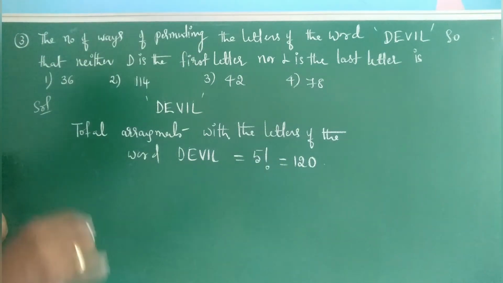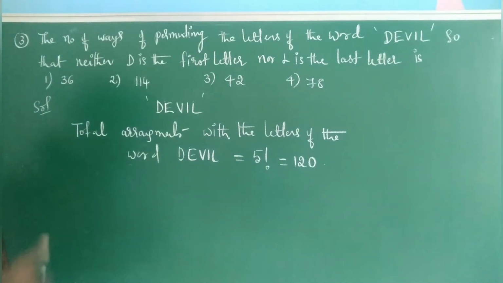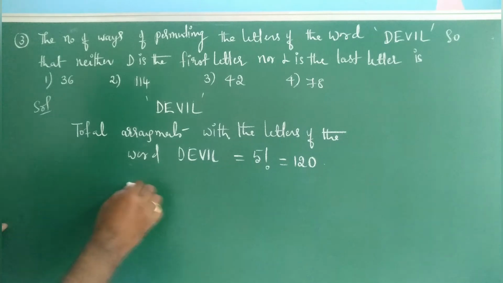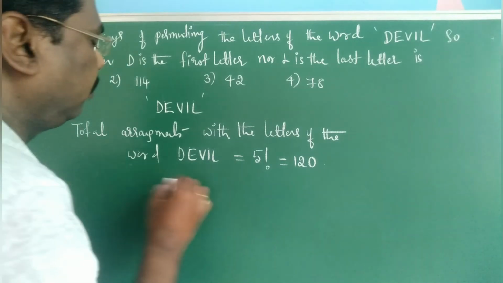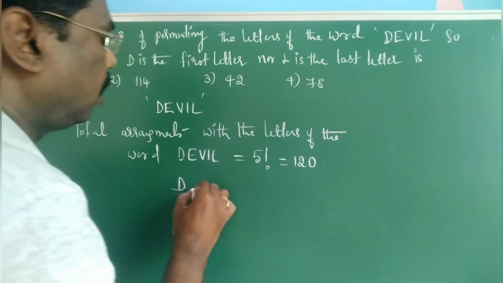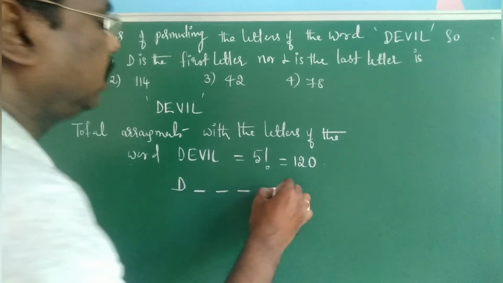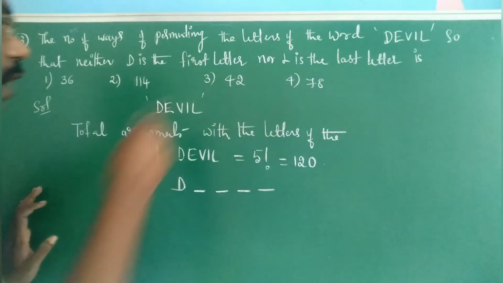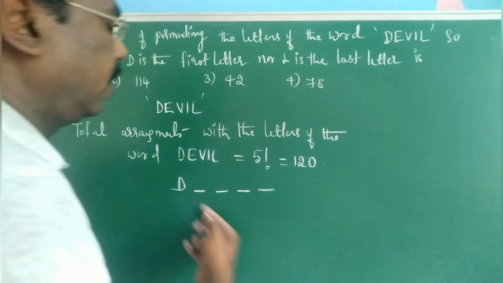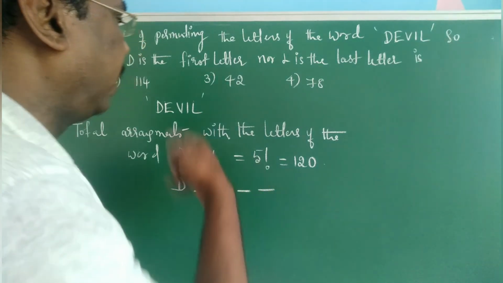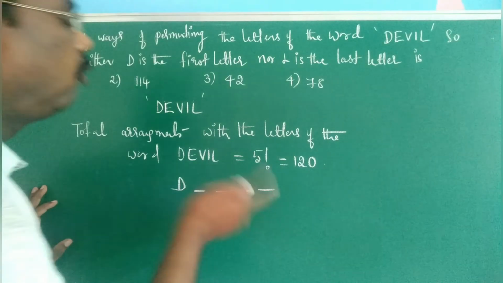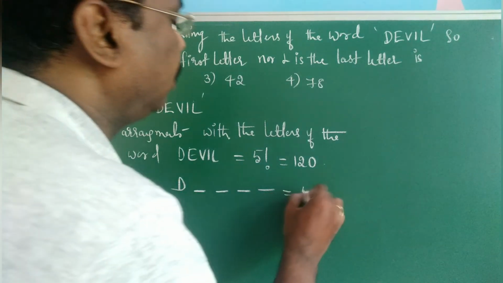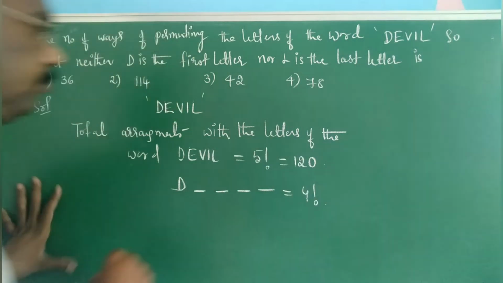Next, the number of arrangements starting with D. Starting with D means the remaining 4 places are there, and the remaining 4 letters are there. Now these 4 places can be filled with the remaining 4 letters. 4P4 is equal to 4 factorial ways.